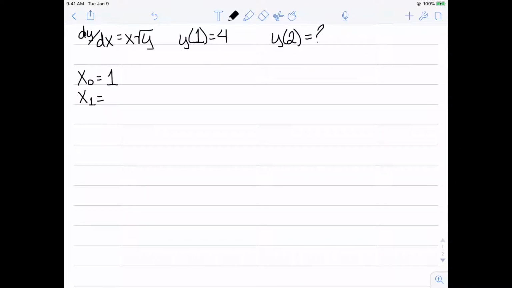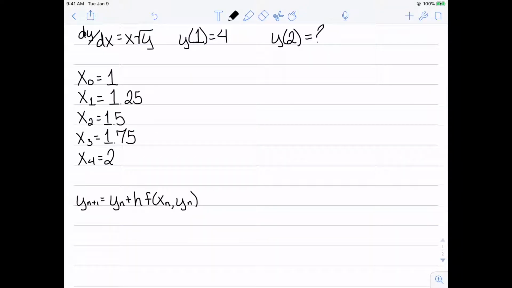Since we know x0 is 1, x1 is going to be x0 plus h, which is 0.25, which gives me 1.25. For x2, I would take x1 plus 0.25, which gives me 1.5, and then I keep going in this process. When I do that, I get x3 is equal to 1.75 and x4 is equal to 2. So now I need to find my y values.